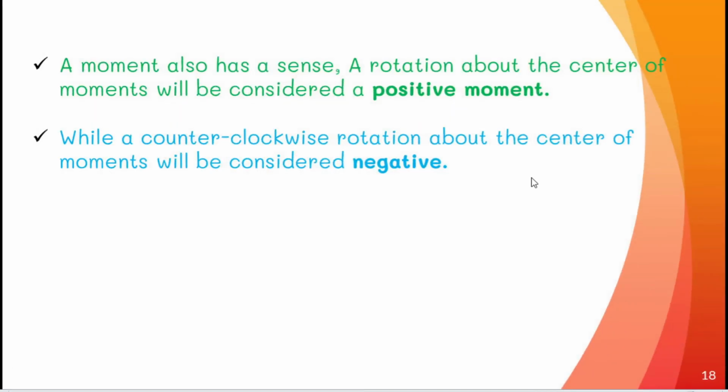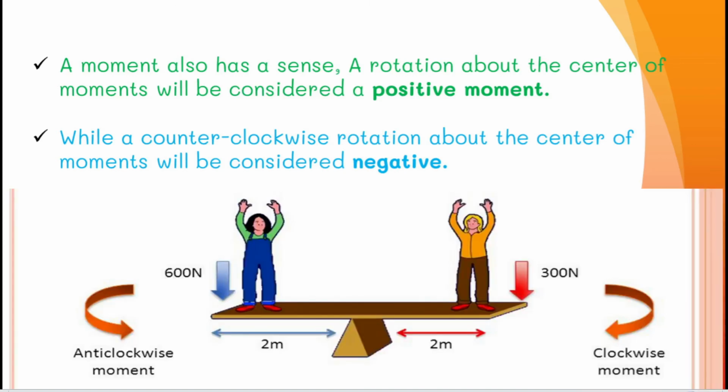Okay, students. Next we are going to see positive moment and negative moment. What is the positive moment and what is the negative moment? We are going to make it clear with the help of examples. A moment also has a sense. A clockwise rotation about the center of moment will be considered a positive moment, while a counter clockwise rotation about the center of moment will be considered negative. You can see in the picture, two persons, a boy standing on one side and a girl standing on the other side. This is the seesaw.